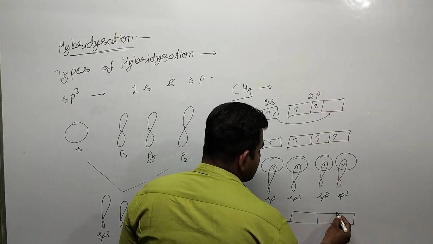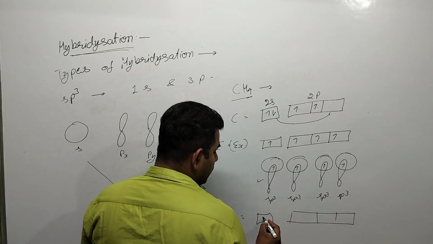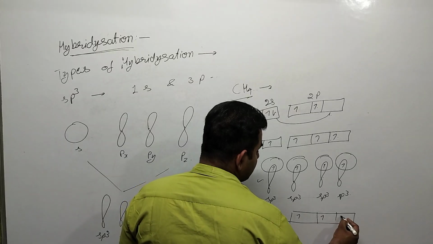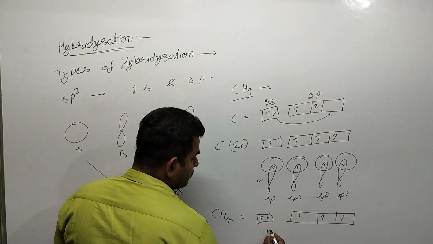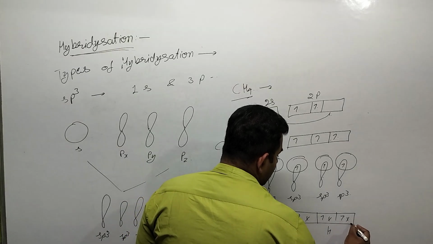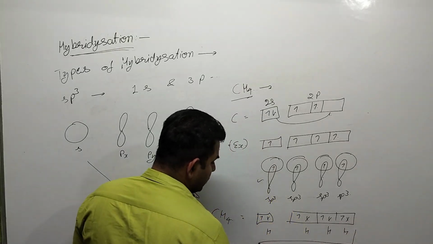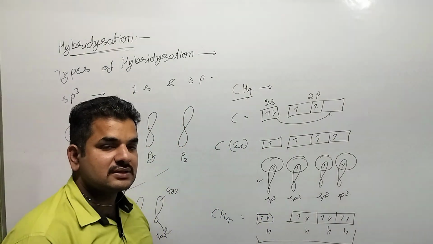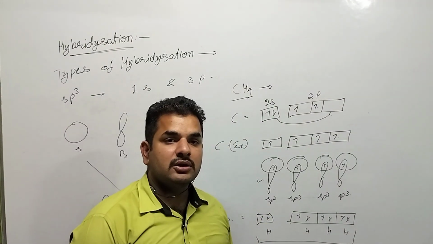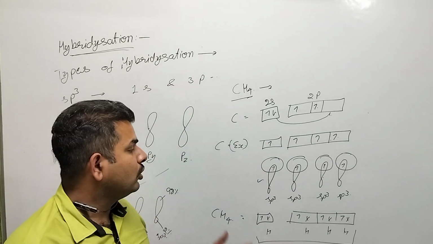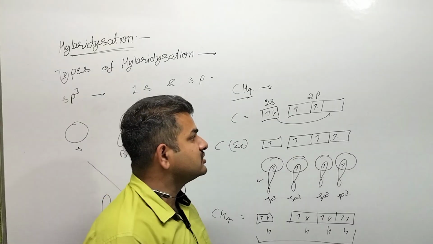Actually these are hybrid orbitals, but for simple representation we can also represent it like this: one hydrogen, 2, 3 and 4 hydrogen atoms, and it will be sp3 hybridization. Similarly, the d orbital can also participate in hybridization.